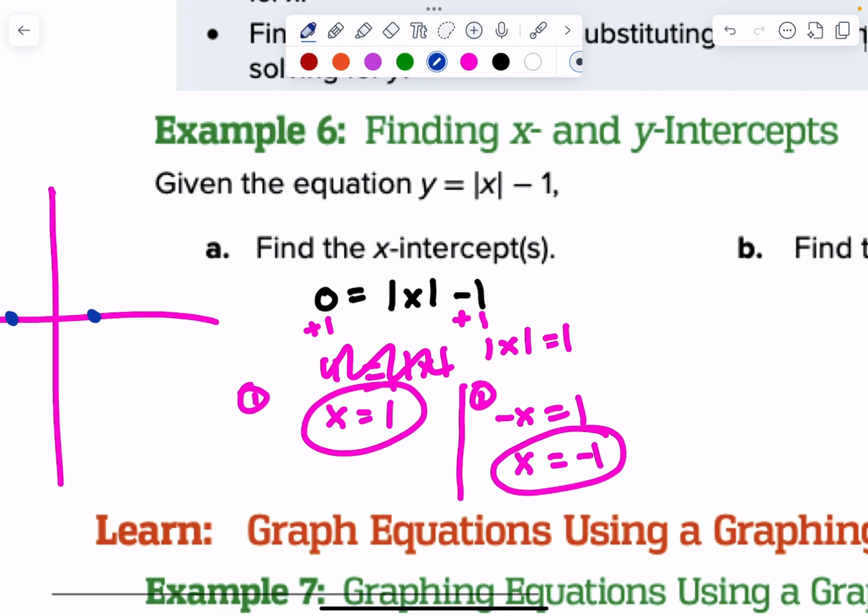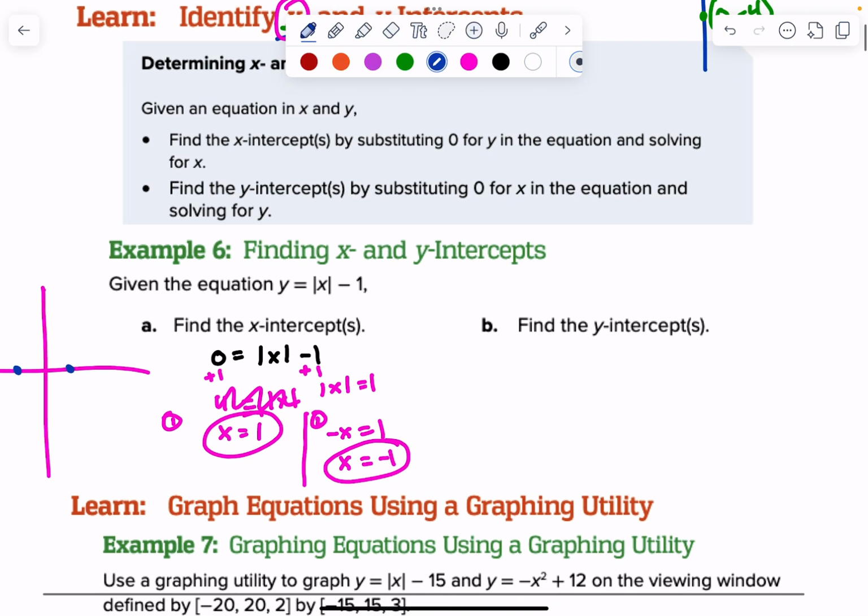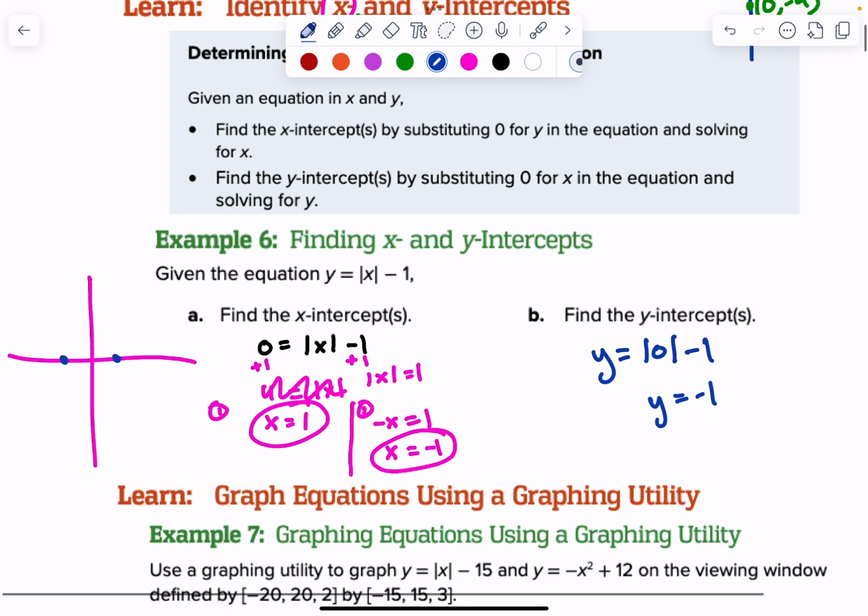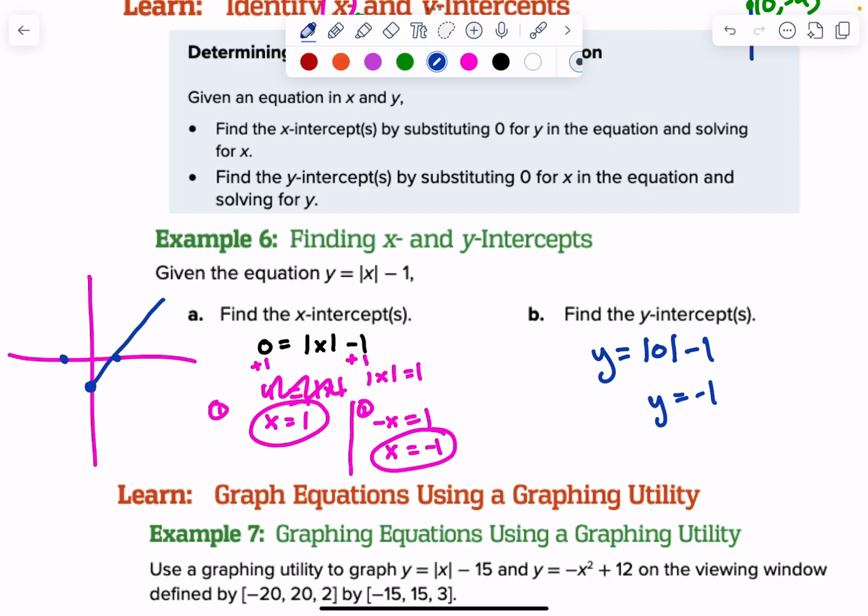Got it. Now I want the y-intercept, which means I'm going to plug 0 in for x. So I've got the absolute value of 0 is 0, minus 1. The y-intercept is negative 1. So I've got this little dot right here, and he is a V because he's an absolute value. He's a perfect V. He's not a parabola. A parabola would be x squared. That's your parent function. X squared looks like a parabola. Absolute value looks like a V.